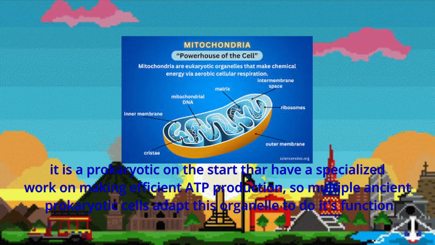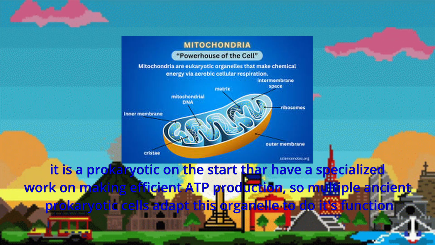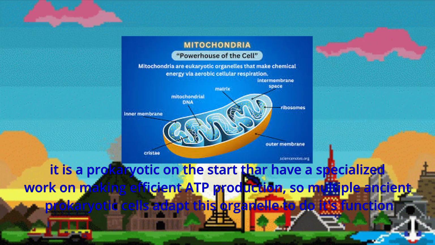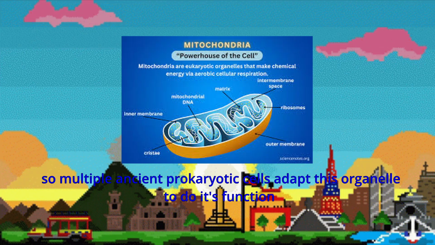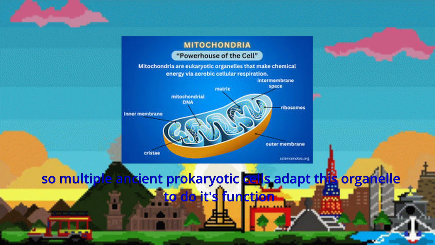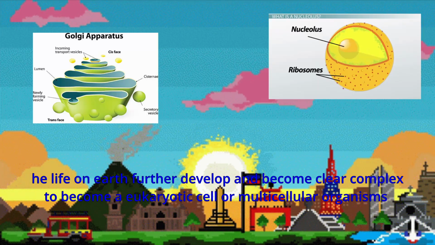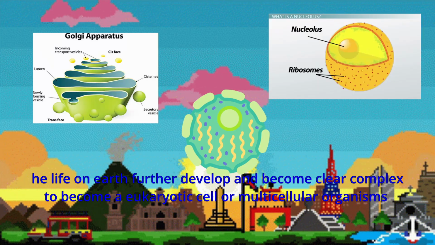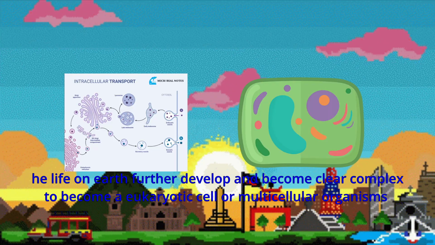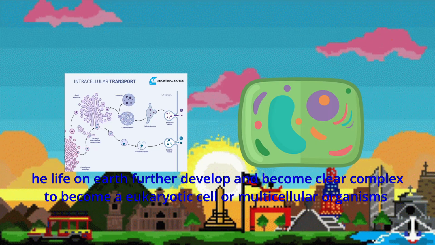It was a prokaryotic cell at the start that had specialized work in making efficient ATP production. So, multiple ancient prokaryotic cells adapted this organelle to do its function. Life on Earth further developed and became more complex, becoming eukaryotic or multicellular organisms.